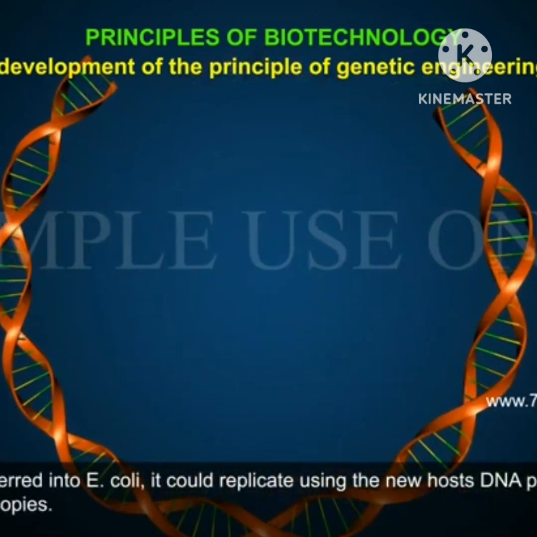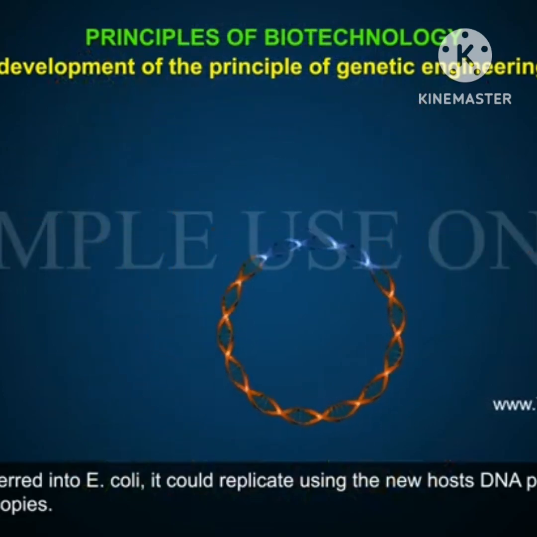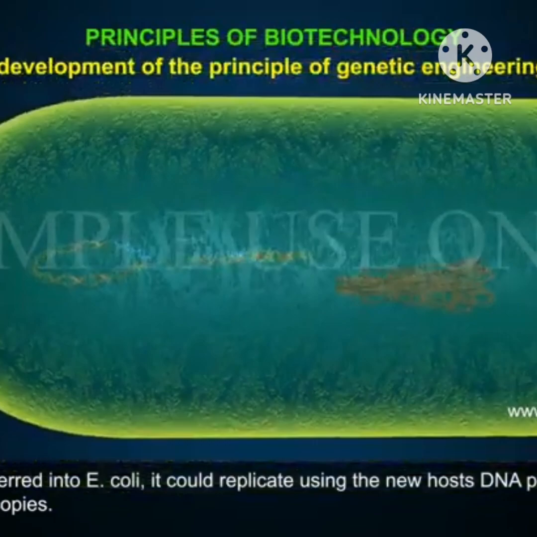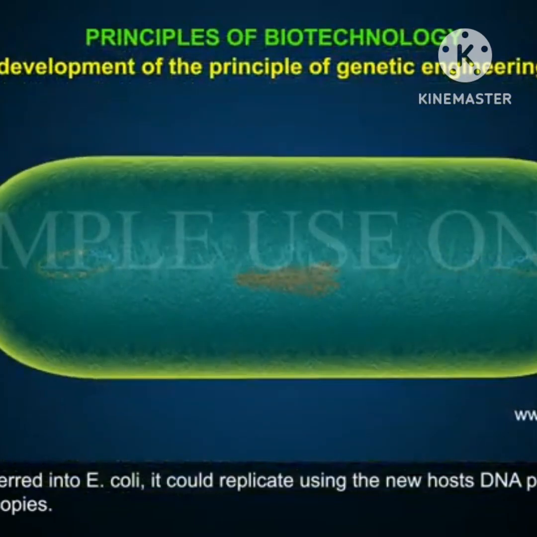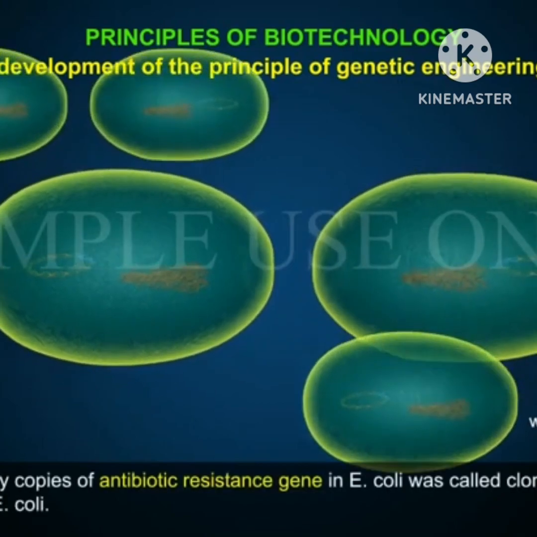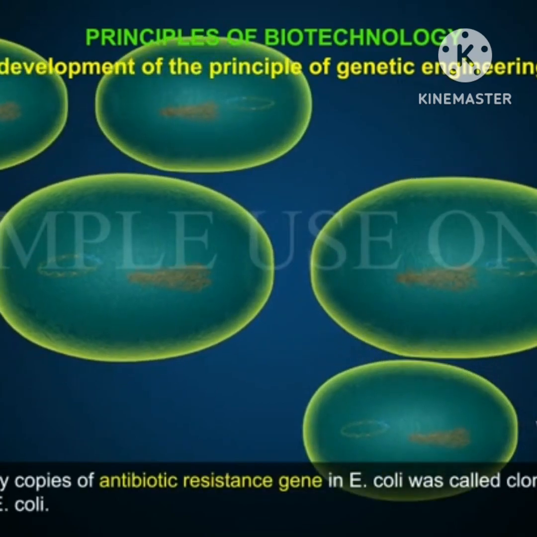When DNA is transferred into E. coli, it could replicate using the new host's DNA polymerase enzyme and make multiple copies. The ability to multiply copies of the antibiotic resistance gene in E. coli was called cloning of the antibiotic resistance gene in E. coli.